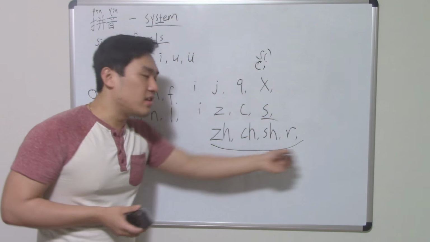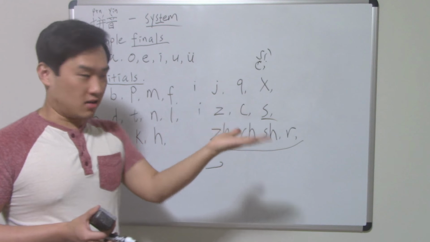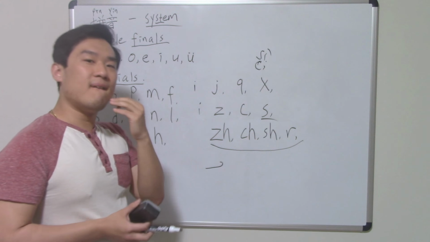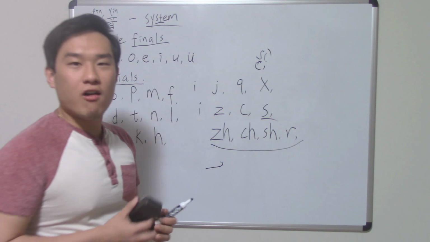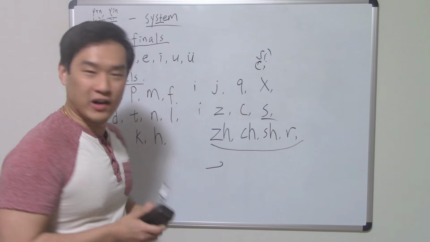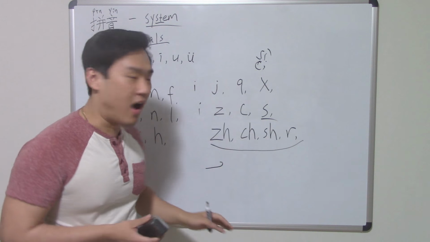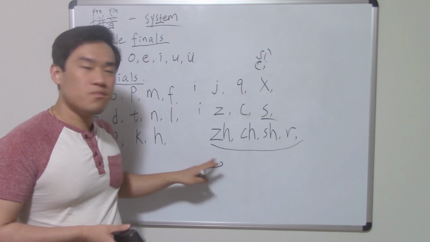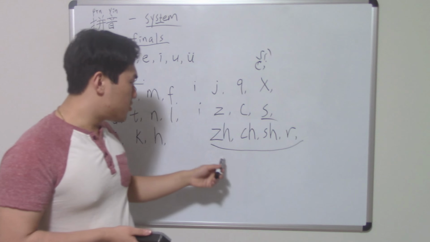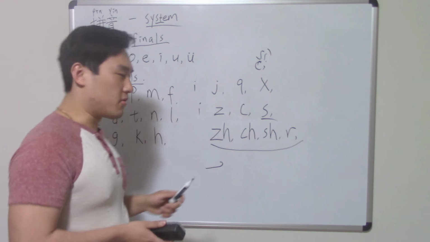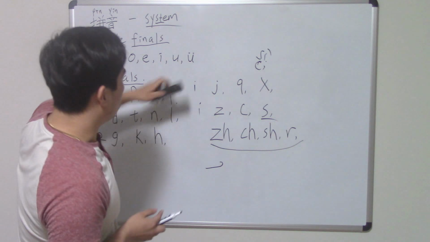Okay, and then with these, what you do is roll your tongue, like you put your tongue out in the middle or wherever. If you can talk like this, you're good to go. If you can talk like this, you pronounce like that. Okay, so zh, ch, sh, r. Okay, so let me erase those.